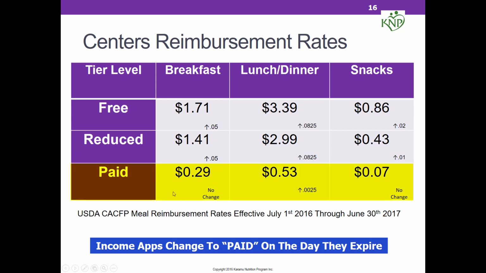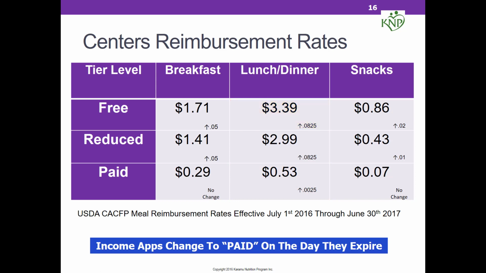So notice for a breakfast, the paid rate is currently 29 cents. If a child is classified as free or reduced, then you'll get reimbursed either $1.71 or $1.41 for that same breakfast. And the difference in the meals is consistent across the board. So 53 cents for a paid lunch or dinner, $3.39 for a free lunch and dinner.